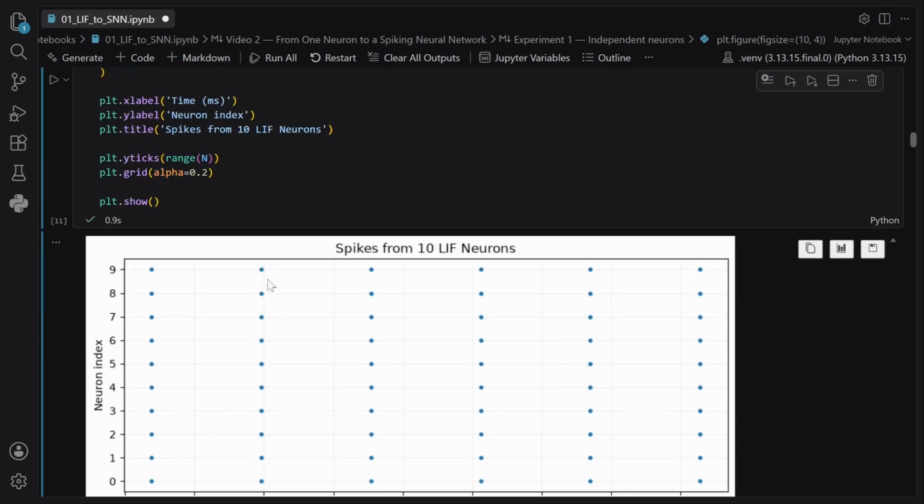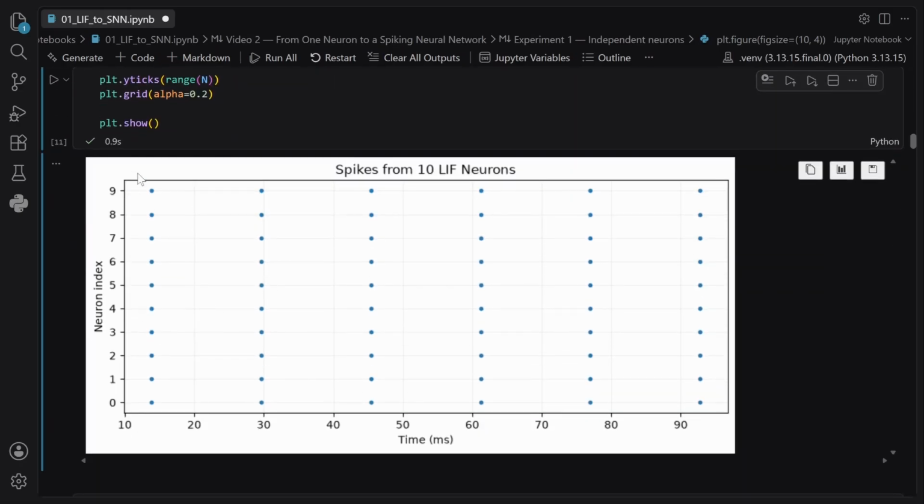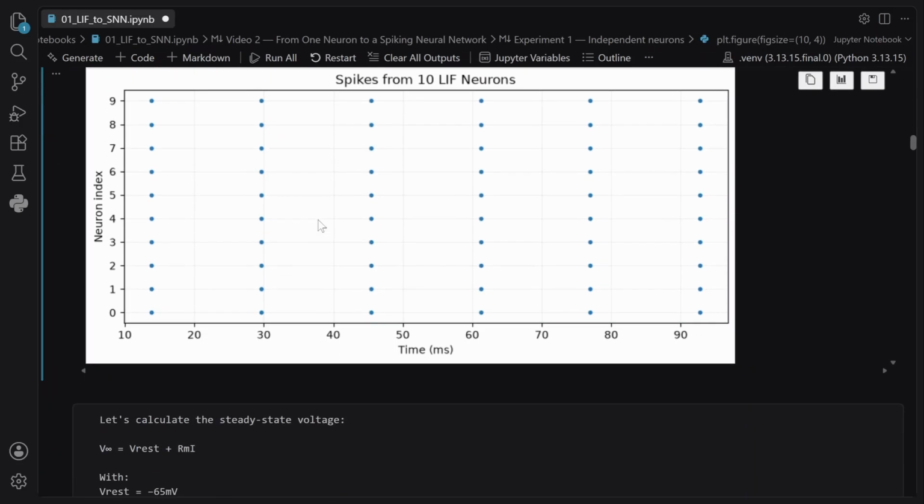Great. So on the vertical axis, you see neuron number. So this is the 0th neuron, 1st neuron, 2nd neuron, all the way to the 9th neuron. So we have 10 neurons starting from 0 to 9. These dots represent spikes. So the first spike happened around maybe 14 millisecond time mark. Then the next one maybe around 29 millisecond time mark. Everyone is spiking at the same time because they have the same constant input.